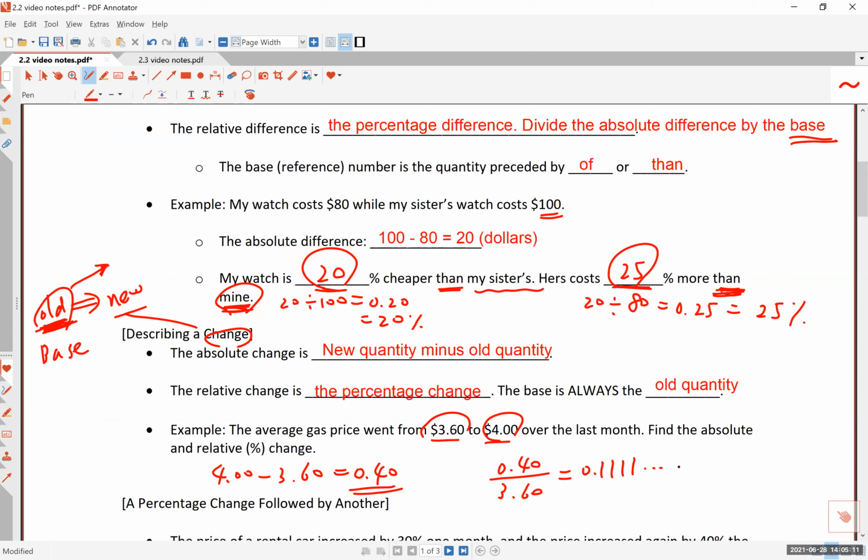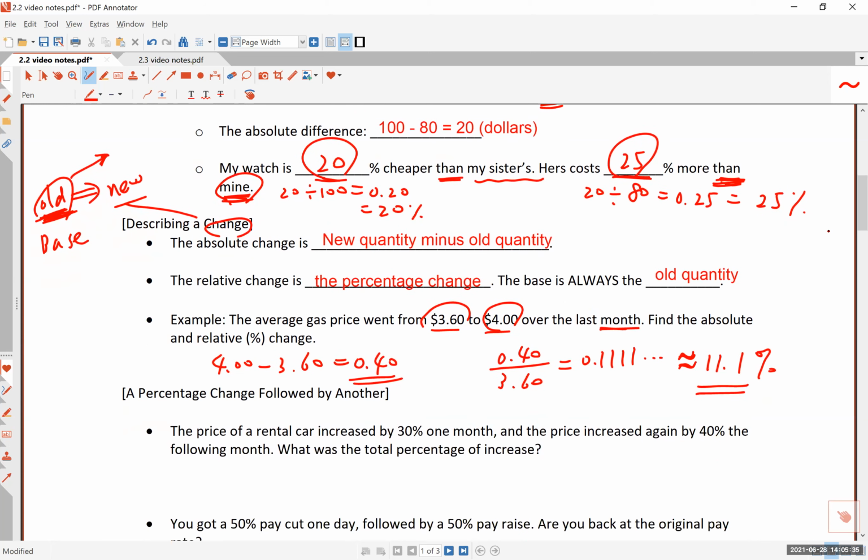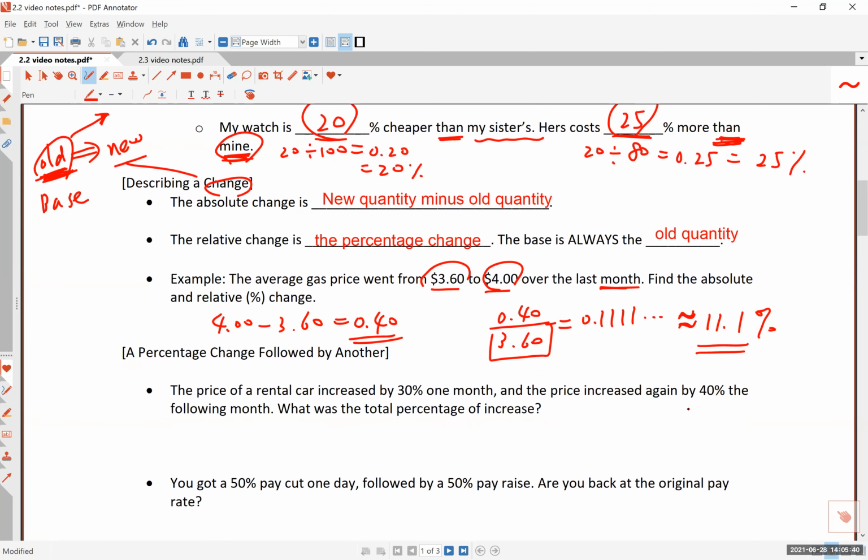So you do this, 0.4 divided by 3.6, and you get the answer, which is 0.1111 repeating. We use this notation, the wavy equal sign, which is approximately equal to. And you see this all over the book, for instance, and this means the price of gas approximately increased by 11.1% over the last month. So that's how you can find the percentage. Make sure you use the old number as your reference for the percentage. So that is describing the change.